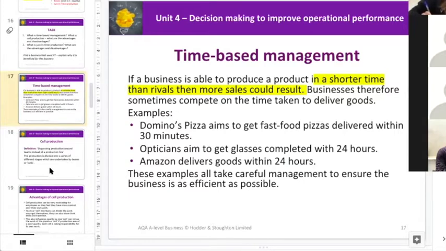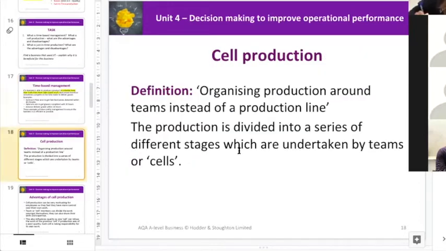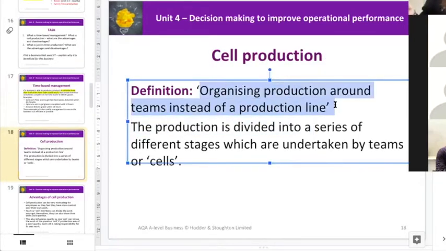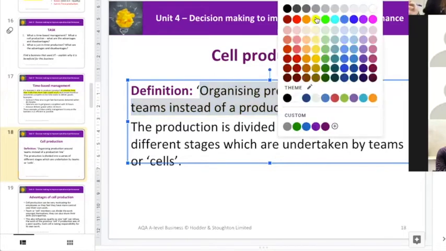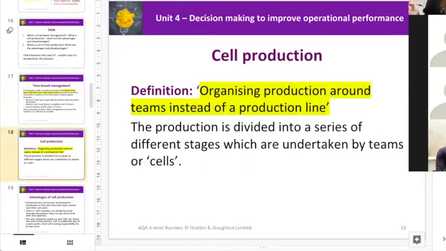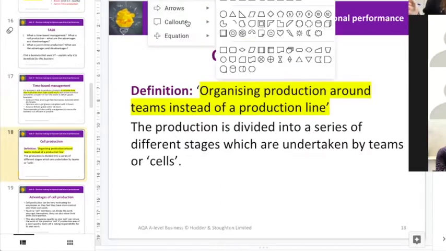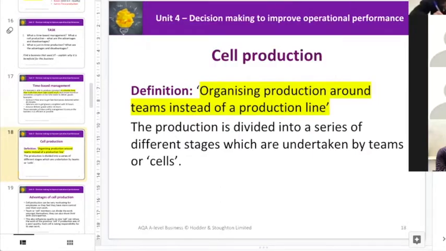So the next one is cell production. Okay, this one. How do we describe it? Now let me just grab a piece of paper. I can draw something. Organizing. Can you just quickly write down the definition and then I'll draw a graph?